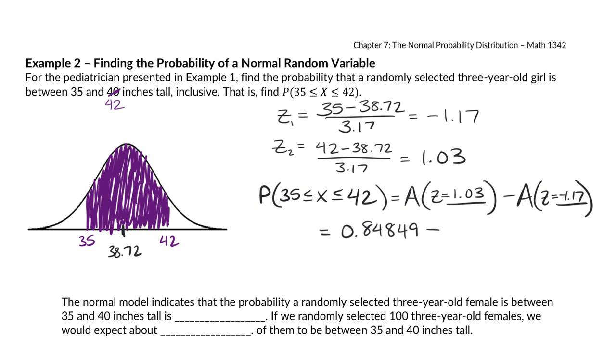And we're going to subtract the area to the left of 35, which was the z-score of negative 1.17, which we found in the last problem to be 0.12100. And when we subtract those numbers, what do we get?